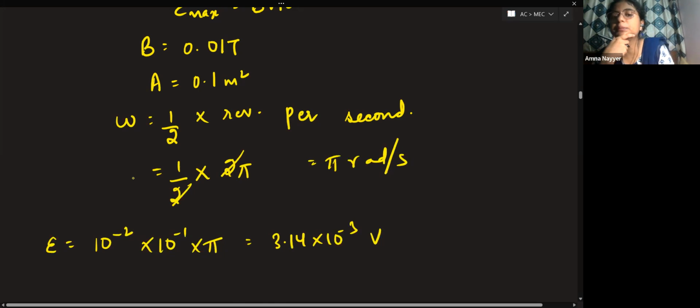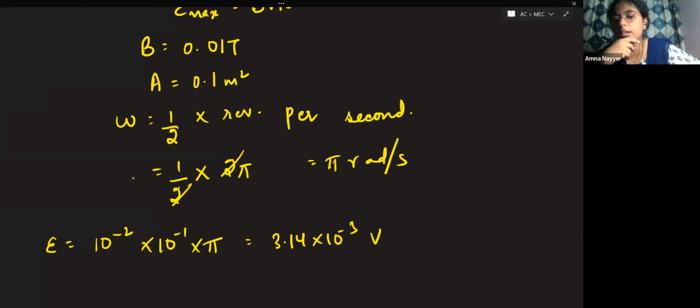Because this was radian per second. Magnetic field is Tesla, area is meter square. So this way, when you solve it, you get the final answer.